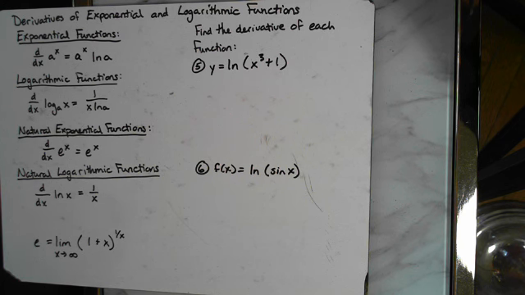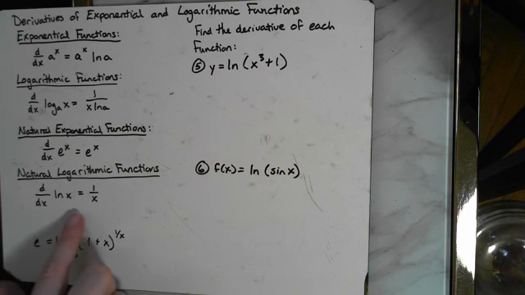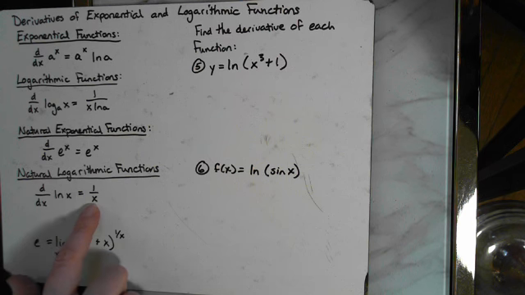Hi everyone, and welcome to part 2 of derivatives of exponential and logarithmic functions. In this video, we're going to be looking at the derivative of natural log functions. So you'll see that we have this formula down here. The derivative of the natural log of x is 1 over x.